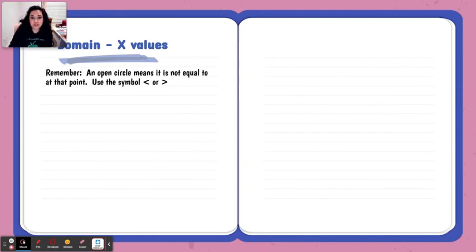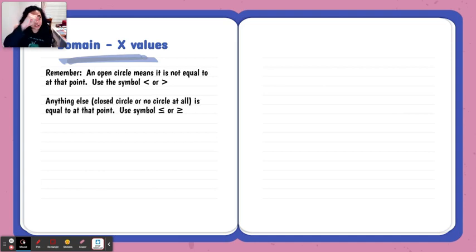Remember, an open circle, so when it's open, empty, it means that you're going to use the symbols less than or greater than. There is no equal to sign there. Anything else, if it's a closed circle or even if there is no circle there, you're going to use, it is equal to at that point, so you're going to use the less than or equal to or greater than or equal to.